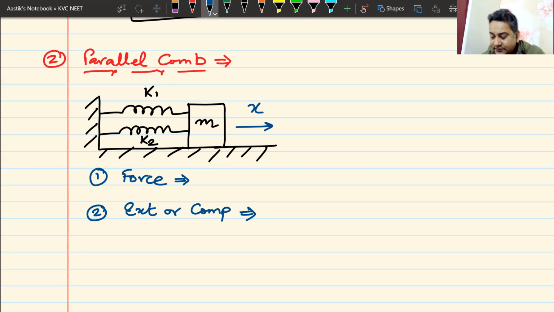I moved the block by X. How much does the K1 spring move? And how much does the K2 spring move? Your thoughts? That's simple. There is no physics here. This is just common sense. How much does the upper spring K1 move and how much does the lower, the downward spring K2 move? Your thoughts?